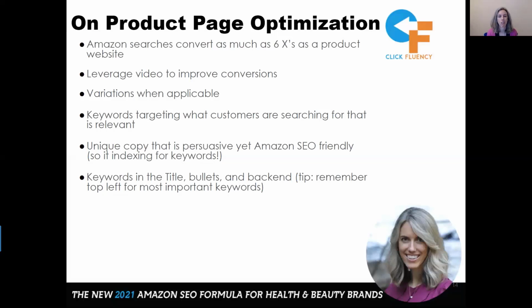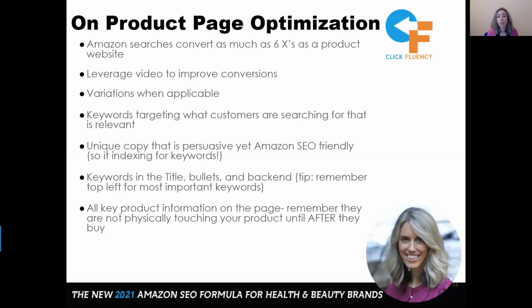The back end is much better for things like misspellings, things that you don't want people actually seeing, but you're going to want to make sure they're at least in one of those places, somewhere in the copy on your listing or in the back end of your listing. And then all of your key product information should be on the page.